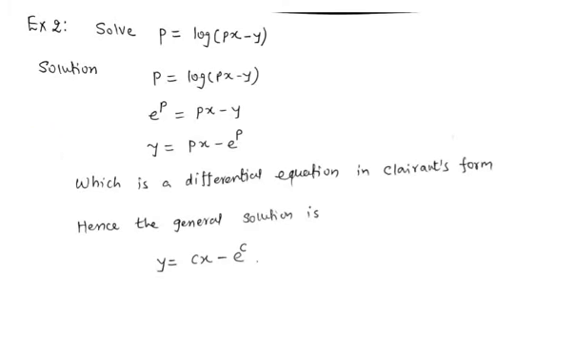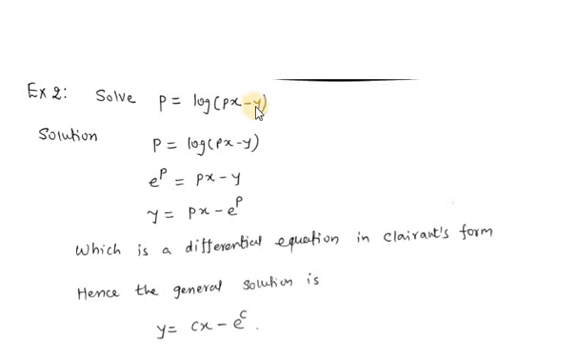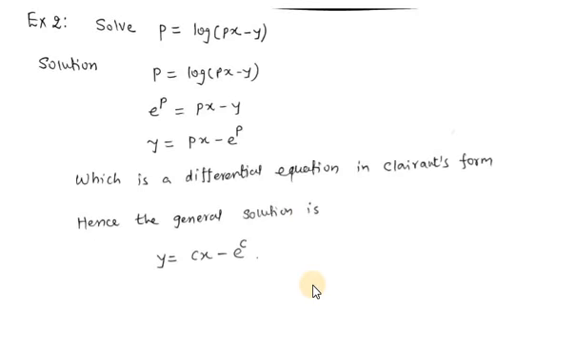Now example number 2, we have to solve this differential equation. p equals to logarithm of (px minus y). So the given equation is p equals to logarithm of (px minus y). So writing it in an exponential form, we have e raised to p equals to px minus y. Now making y the subject, we have y equals to px minus e raised to p, which is a differential equation in Clairaut's form. So its general solution is given by replacing p by c. So we have y equals to c into x minus e raised to c.